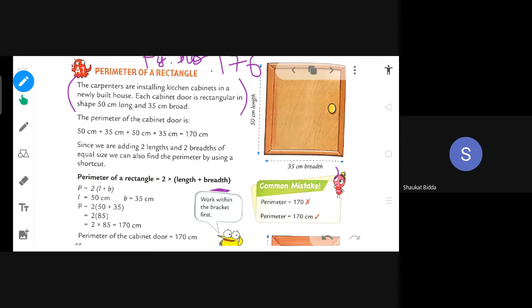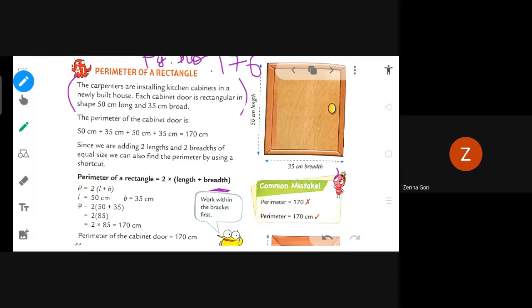So now they are showing a cabinet door. Here it is written cabinet door, and this is that door. And what is the shape of that door? Here it is written: rectangle, rectangular. Even our house door is rectangular, and windows also. There are so many things in our house which are rectangular. So you can even do practical work and measure that also.